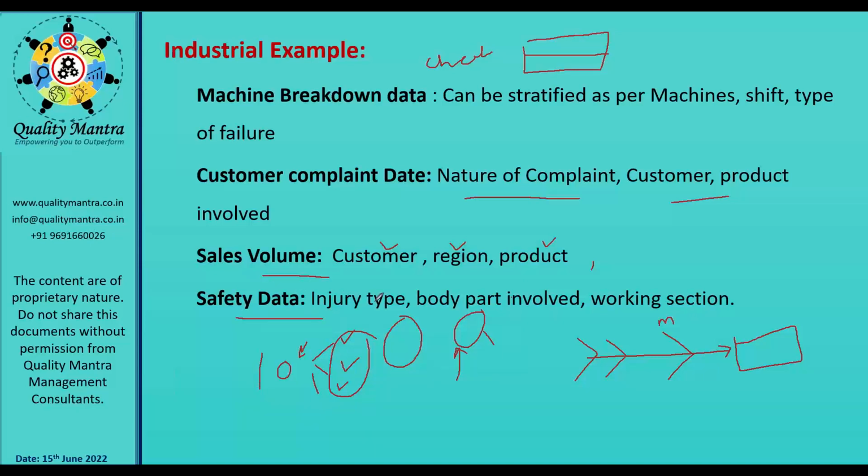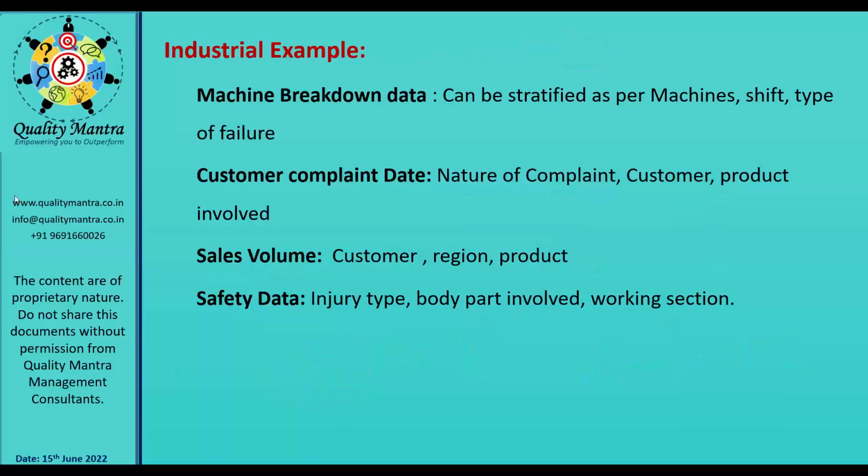If you want to reduce the number of accidents, what do you have to do? You need to categorize it: what kind of injury, what body part is involved, what is the working section, is there any repeating section. So if one section is having more problems, you will focus on that.